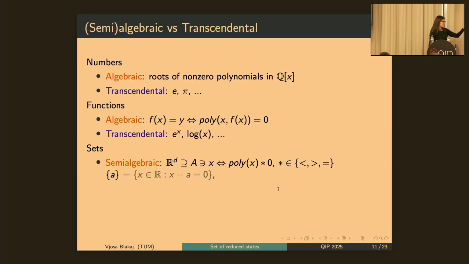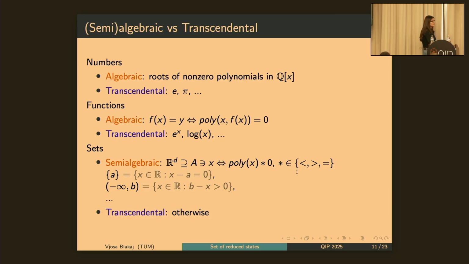So by definition, every algebraic set is also semi-algebraic. Also intervals, because I can write this as a polynomial inequality with the polynomial being b minus x. And finite unions and intersections of semi-algebraic sets will be semi-algebraic. And if I do not have such a representation for my set, then the set will be called transcendental.